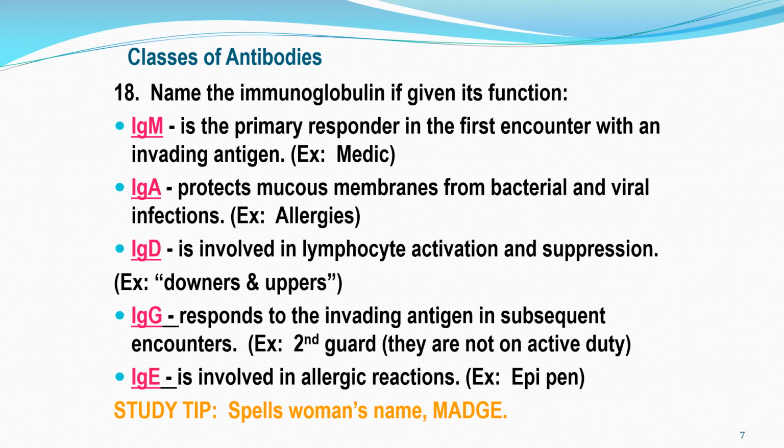And then we're talking about IgD. It's involved in lymphocyte activation and suppression. So think of D, downers, and then uppers, right? We talked about this previously in part 1 of our immunology when we talked about activating these lymphocytes to go out and do their job, and once they're at that good job, to be able to then suppress them and let things go back down to normal.